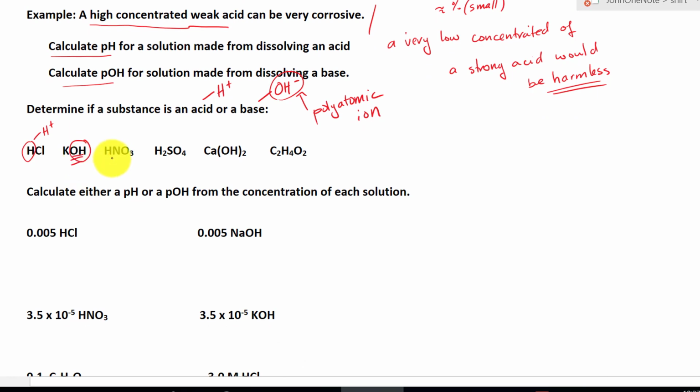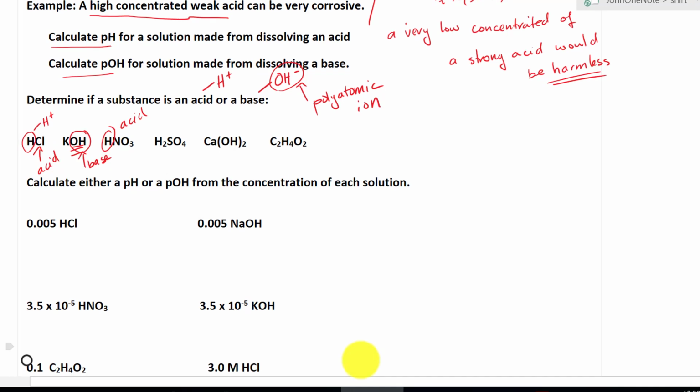Then we have HNO3. Do we have any OH-? No, we have that H+ right there, so this must be an acid. And this one must be a base, and that one an acid. Let's look at the next one, H2SO4. Do we see OH?